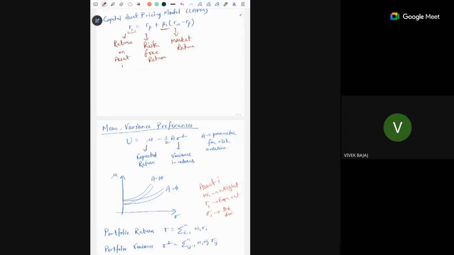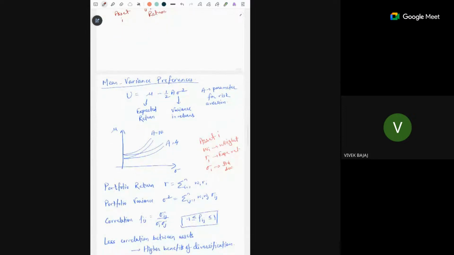So how does this risk aversion parameter impact the indifference curves? If the risk aversion parameter is higher, then the indifference curves become steeper. That means, for example, if the risk aversion parameter value is 10, in comparison to a risk aversion parameter equal to 4, then the curves for value 10 will be steeper than the indifference curve for a risk aversion parameter equal to 4.